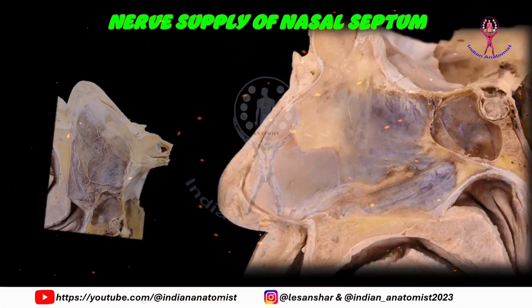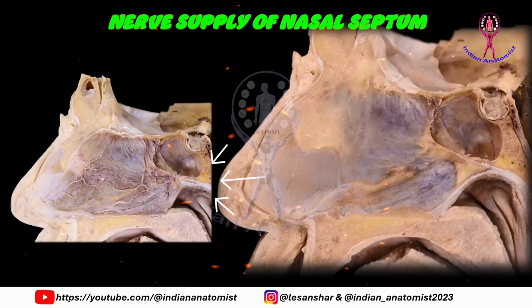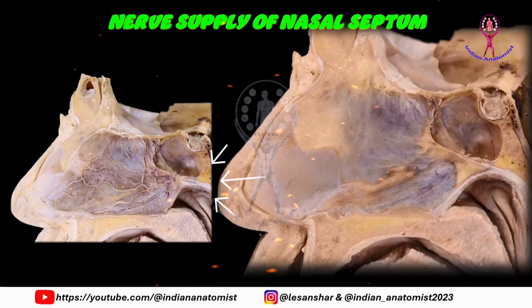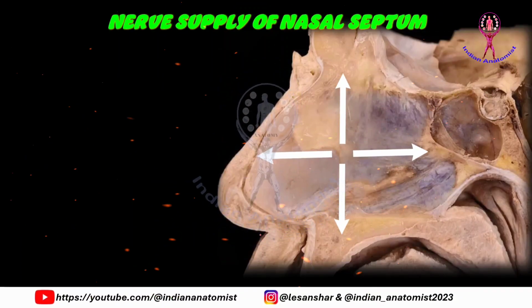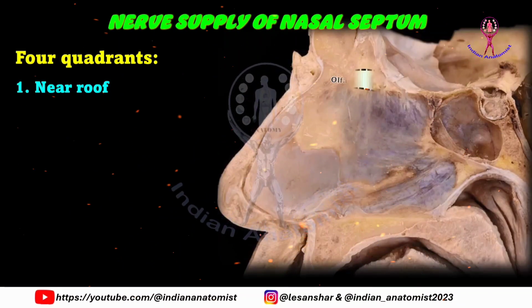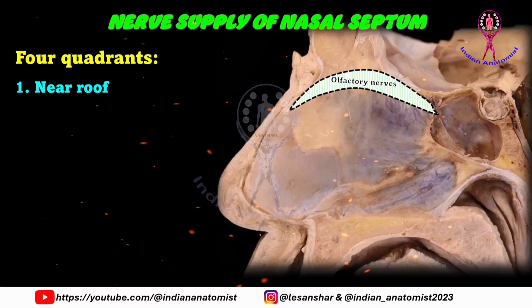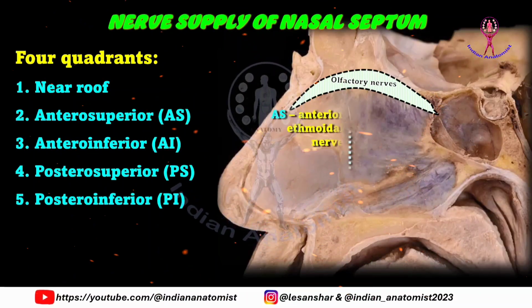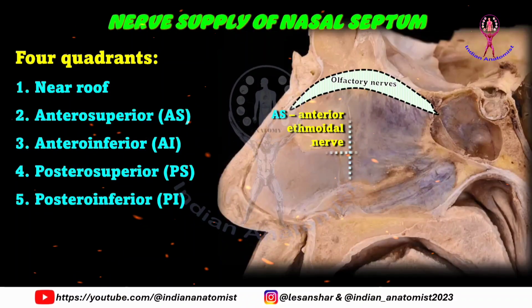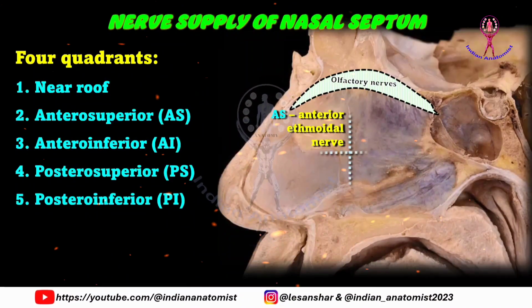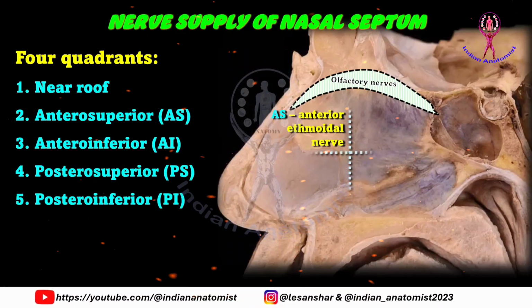Now it's time to talk about the nerve supply of the nasal septum, including the mucous membrane. For nerve supply, the nasal septum is divided into 4 quadrants, similar to blood supply. 1. Nearer the roof, the septum is supplied by olfactory nerves. 2. Anterosuperior quadrant, supplied by anterior ethmoidal nerve, branch of nasociliary nerve, from ophthalmic division of trigeminal nerve.